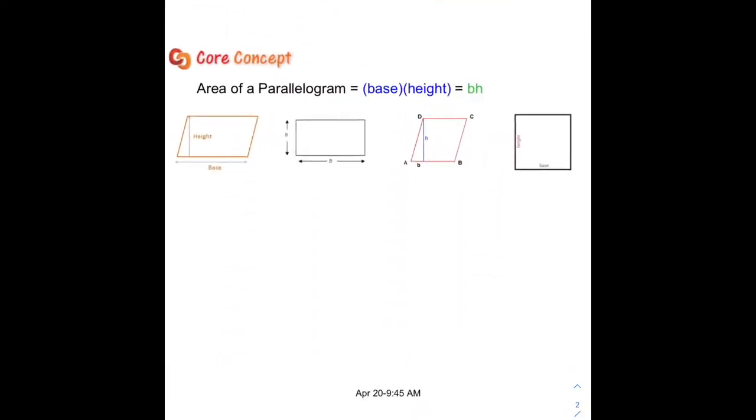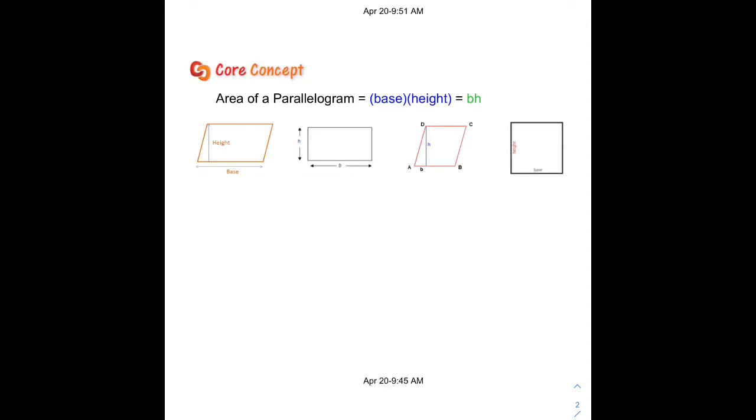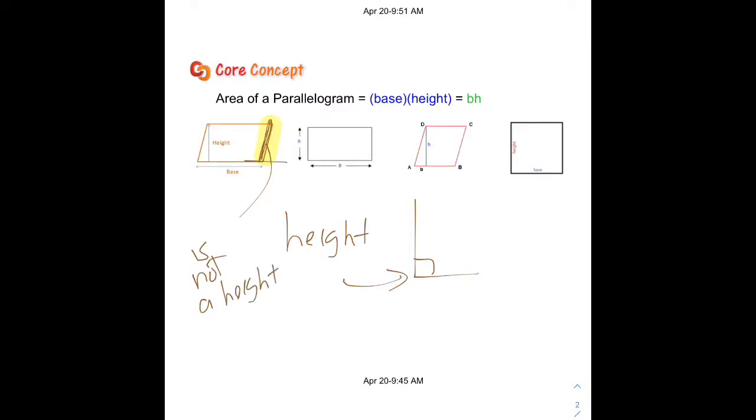Core concept: the area of the parallelogram is base times height. Please note that whenever we refer to a height, you are always referring to a perpendicular height. So to be clear, this slant is not a height, because that slant does not make a 90-degree angle with the base. The height makes a 90-degree angle with the base. In a rectangle, it's pretty self-explanatory because you have 90-degree angles. Here are two additional pictures, specifically a rhombus and a square, and they're all considered parallelograms.